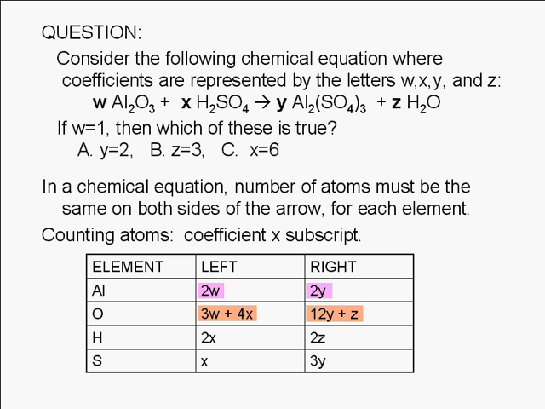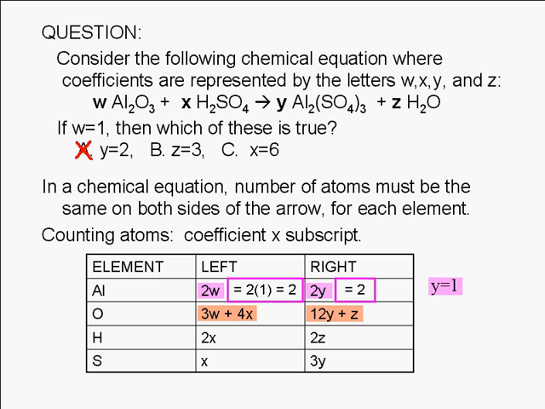Let's see what happens if we assign a value of 1 to W. So 2W equals 2 times 1, or 2. From the table, we can see that for aluminum to be balanced, 2W must be equal to 2Y. Therefore, 2Y must also equal 2. If 2Y equals 2, then Y must be equal to 1. Choice A is wrong. If W equals 1, then Y equals 1, not 2.